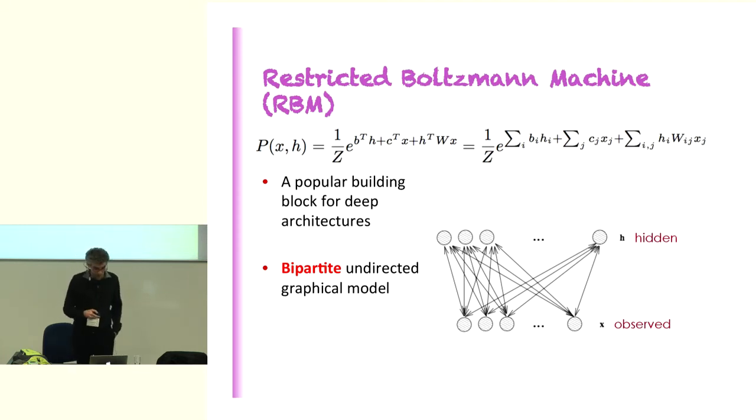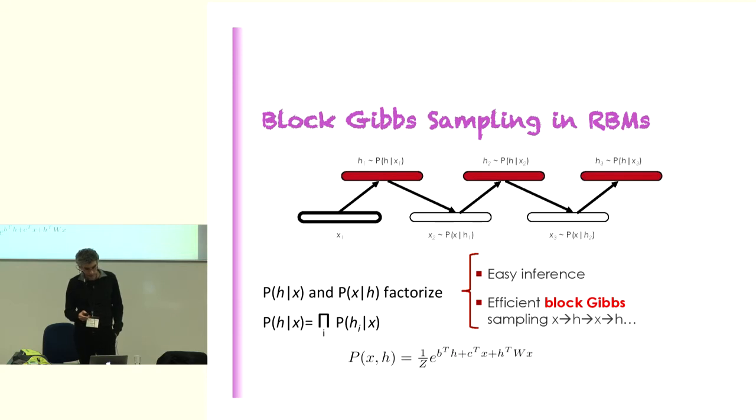And because of this structure, if you know a little bit of graphical models, you can see that given these guys, these are independent and vice versa, because there's no connection between them once we clamp these and vice versa. So that means we can do what's called block Gibbs sampling to generate from the model, the RBM.